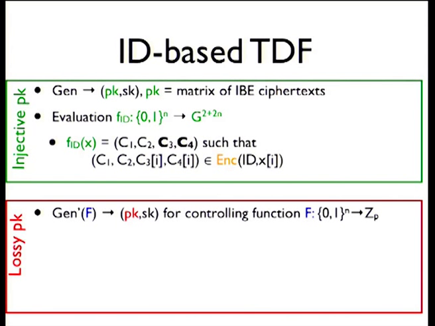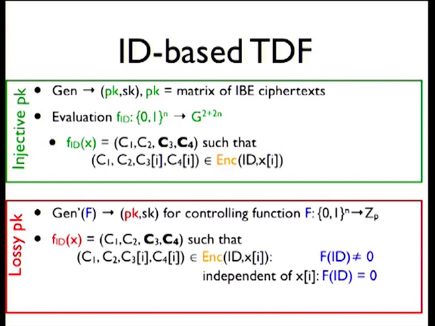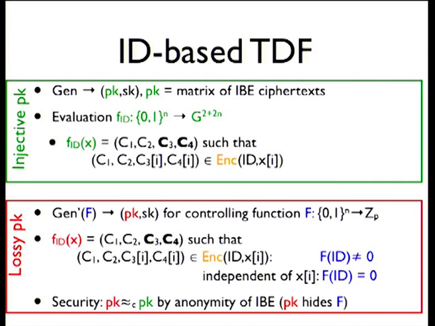Key generation outputs some sort of controlling function, which was little f in Dennis' talk. It goes from {0,1}^n, the identity space, into Z_p, and it is hidden in the public key. If the controlling function f evaluated at the identity is non-zero, then this is a valid encryption. On the other hand, if it's zero, then the encryption is independent of the x here, so it doesn't contain any information about x anymore. So this magic controlling function, if it's zero, makes everything lossy. The security we get from the anonymity of the underlying IBE scheme: the public key, which contains some information about f, hides f because the IBE scheme is anonymous.